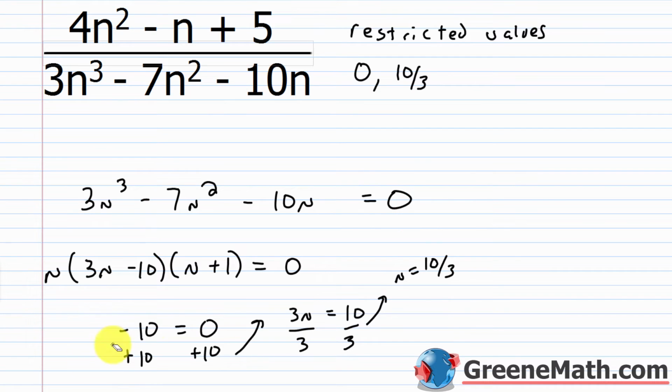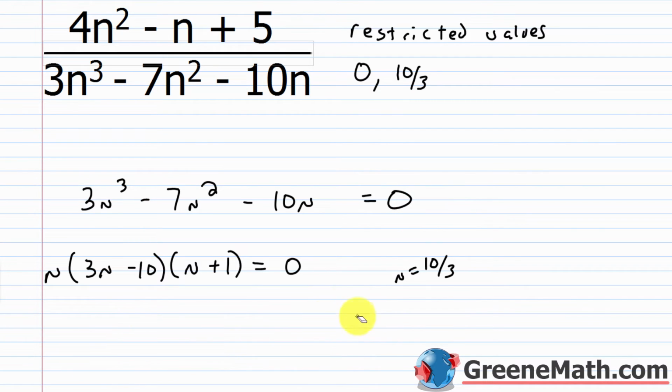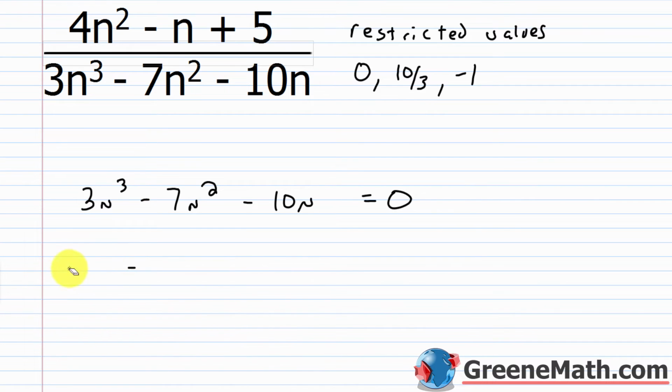And then the last one, we're going to set n plus 1, this factor here, equal to 0. N plus 1 equals 0. Of course, we subtract 1 from each side. We get n equals negative 1. So we're going to list that as well. So let's check those two real quick, and I'll show you that they do, in fact, work.